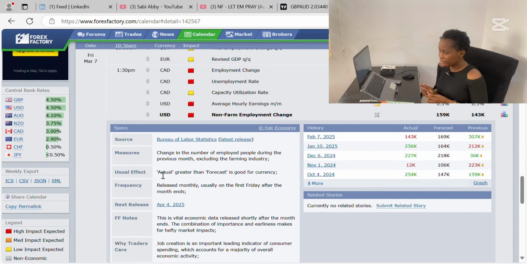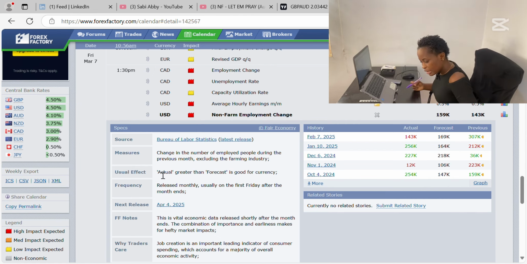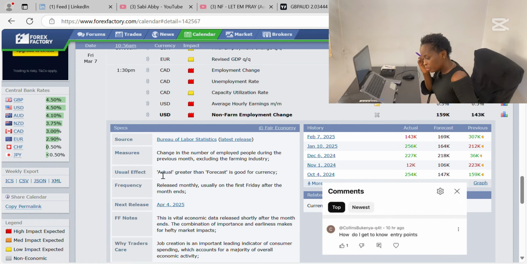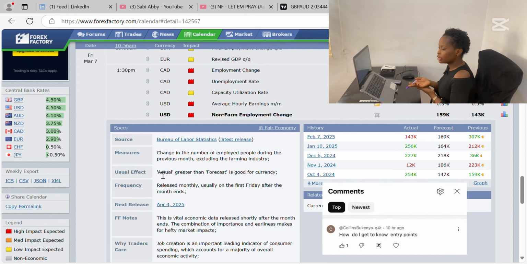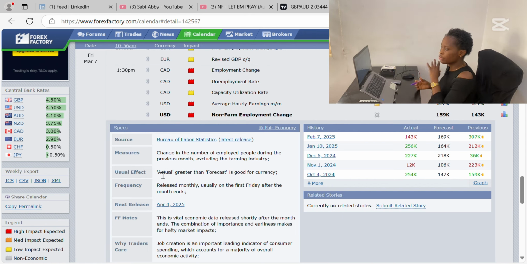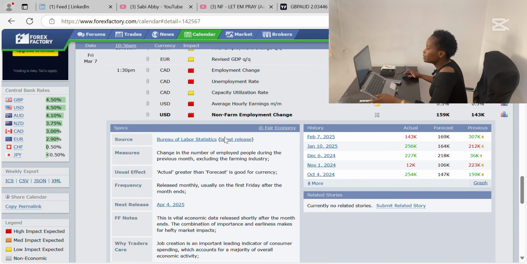On the previous video that I put out, there was a comment from somebody, I think I wrote it down. How do I get to know entry points? So from the breakdown that I just did of how I was able to take trades, I'm sure I showed you, or you saw rather, how I was able to fine tune and take entries. But if you still need more details, you can just leave a comment below and let's talk. Alright, so that's pretty much it.